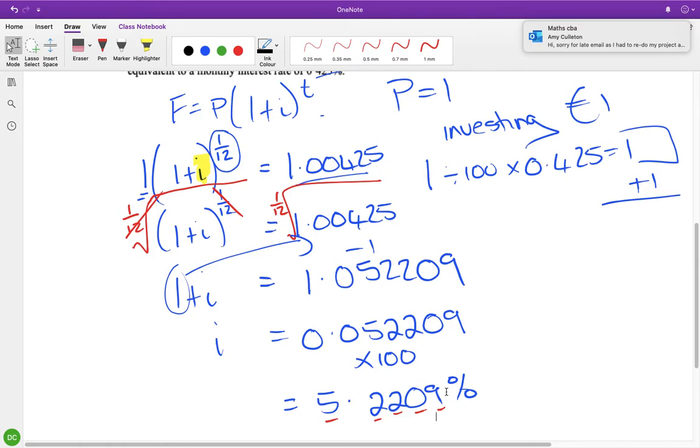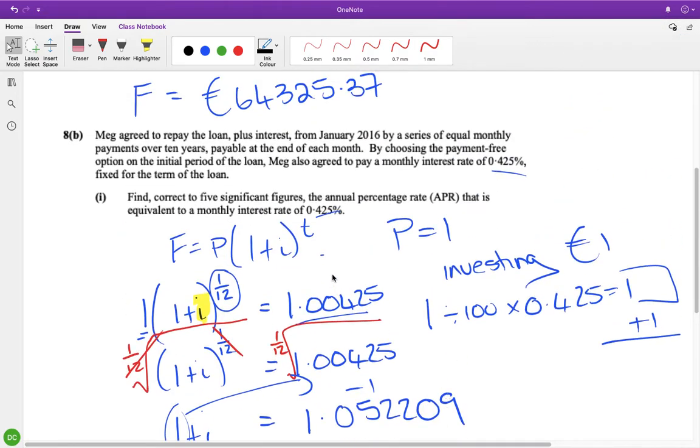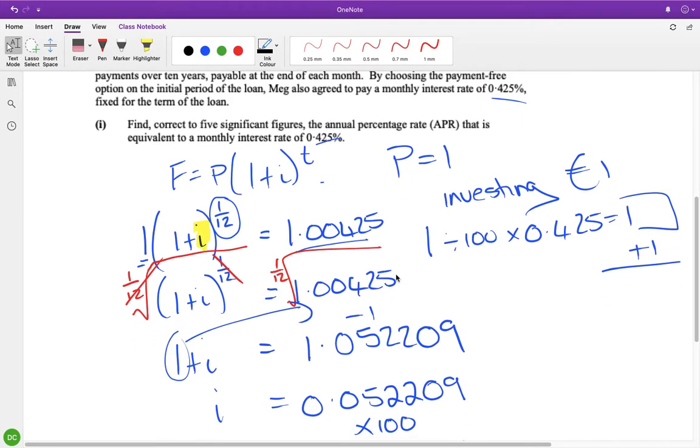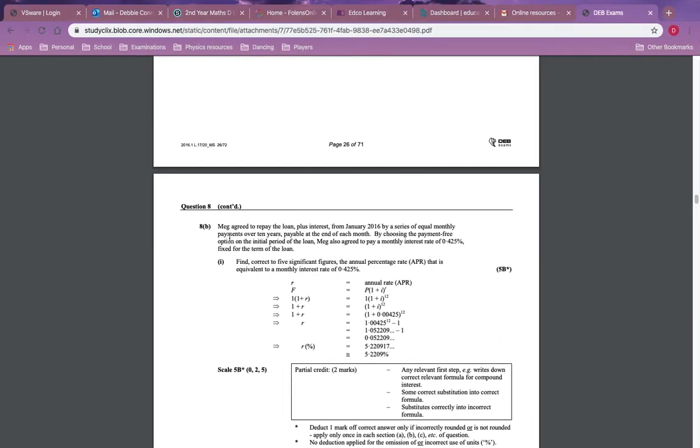Okay, so that is how you turn a monthly interest rate into a yearly interest rate. You acknowledge the fact that the month is 1/12 of the year. Okay? And there's your answer there, so that's right.